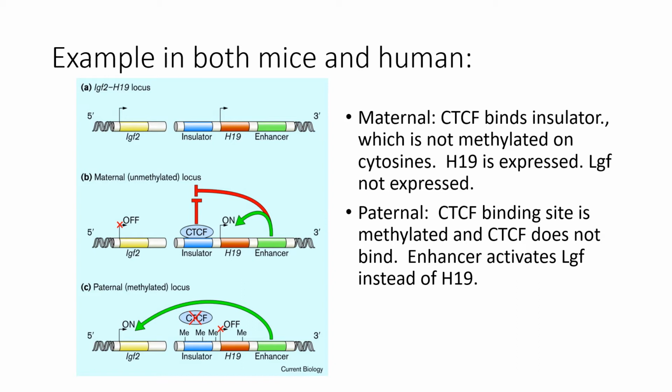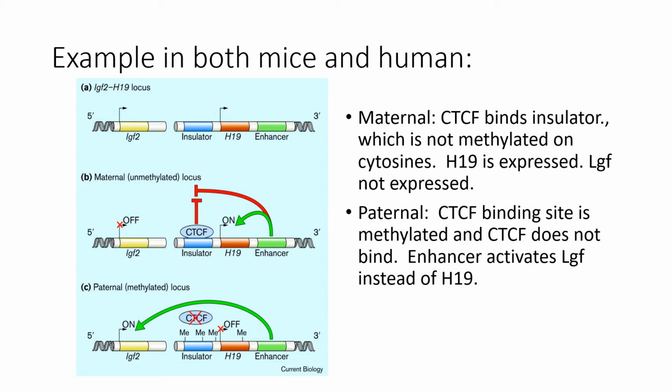In this particular setting, on the maternal allele, the insulator is bound by the protein CTCF. It binds the control region, and as a result, we express the H19 long non-coding RNA. The H19 gene is located adjacent to an enhancer, and the binding of CTCF guarantees that it's H19 that's actually expressed.